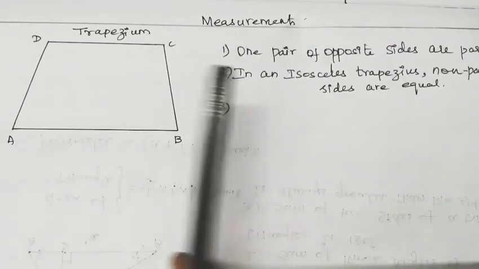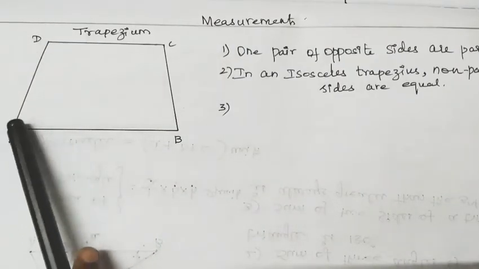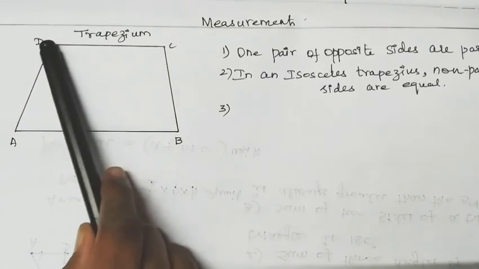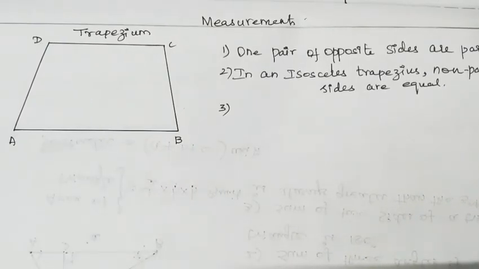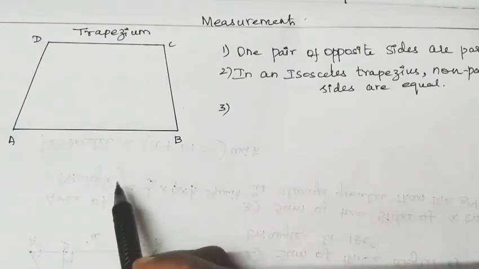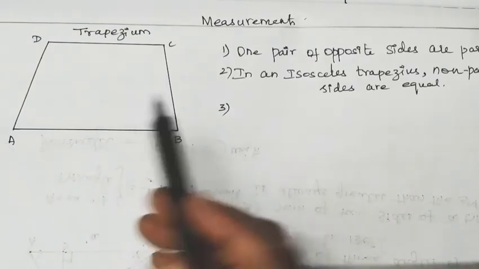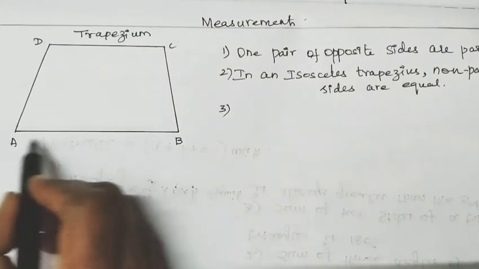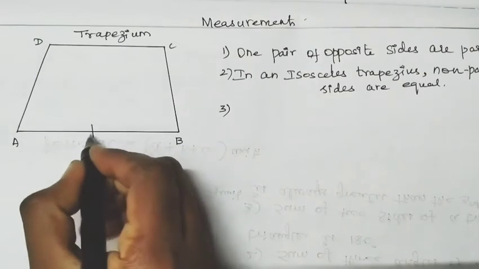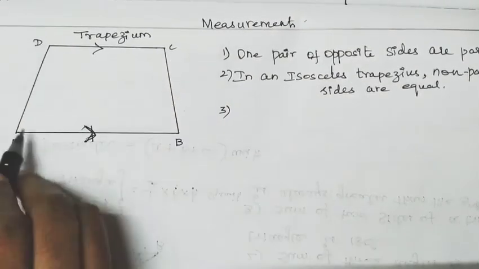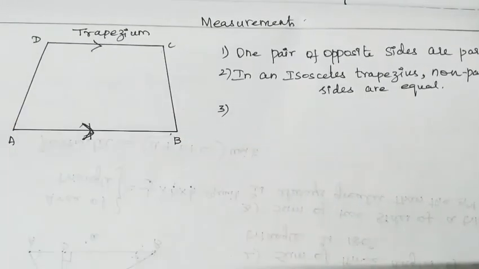Okay, next we'll see about trapezium. Trapezium, four-sided polygon, AB, BC, CD and DA. There are four sides and one pair of opposite sides are parallel. Only one pair, not both the pairs of opposite sides. Right? So here I can say AB and CD are parallel sides.